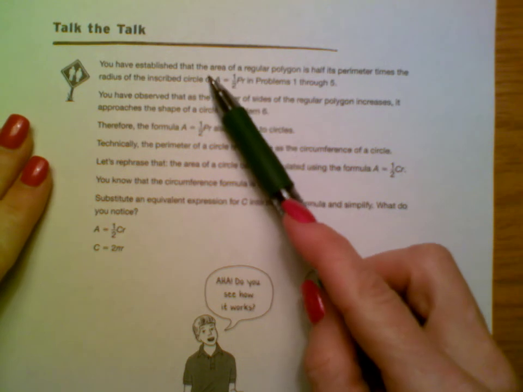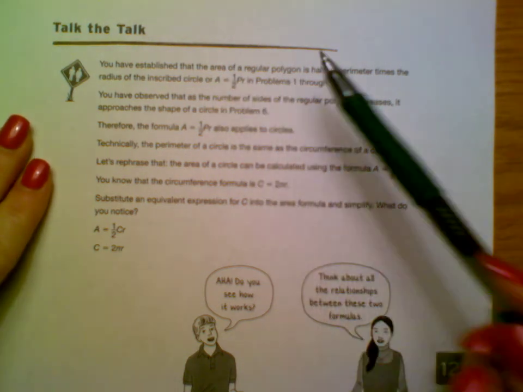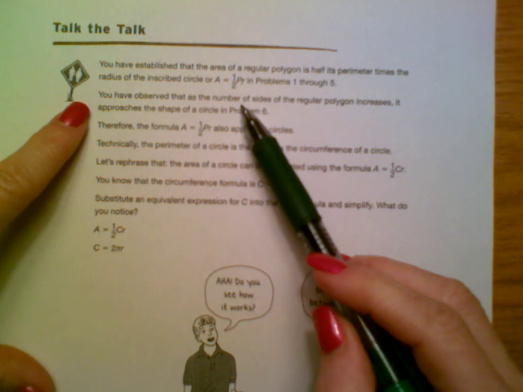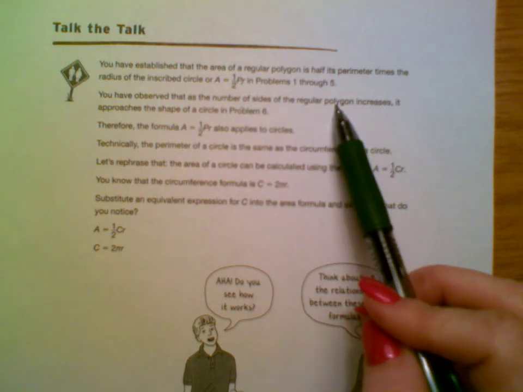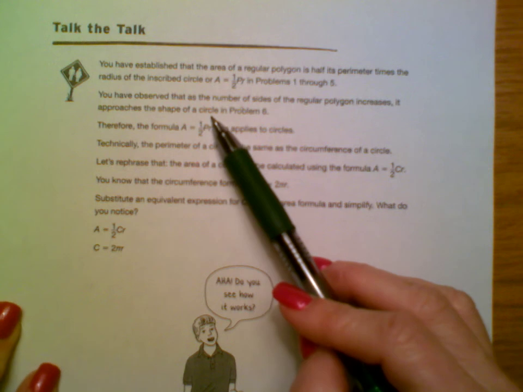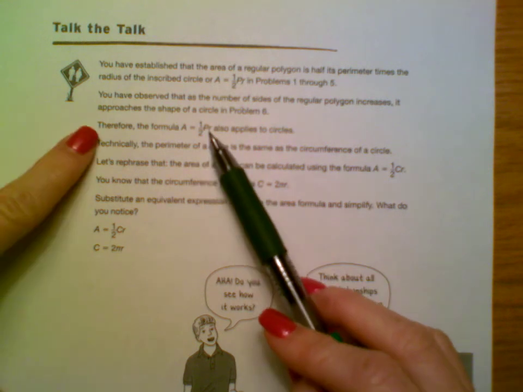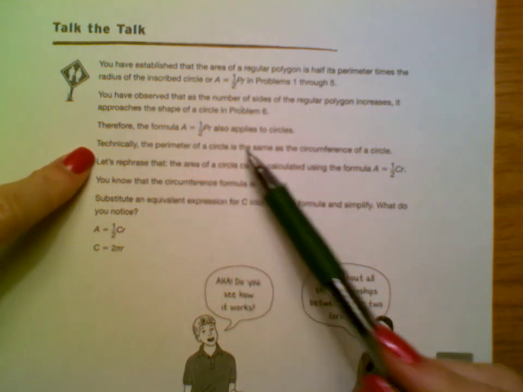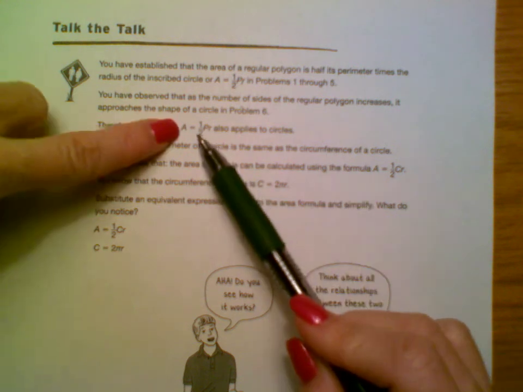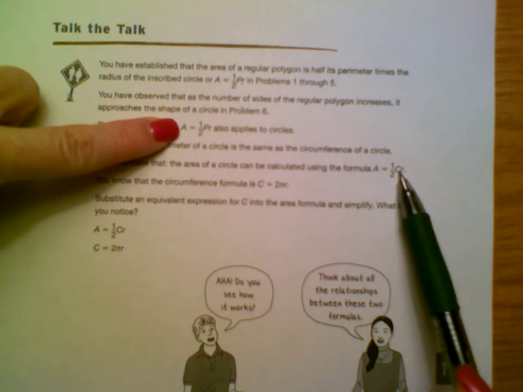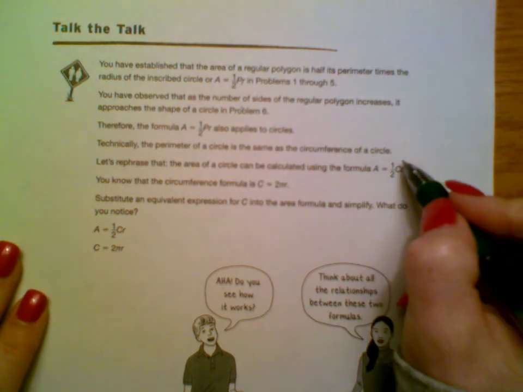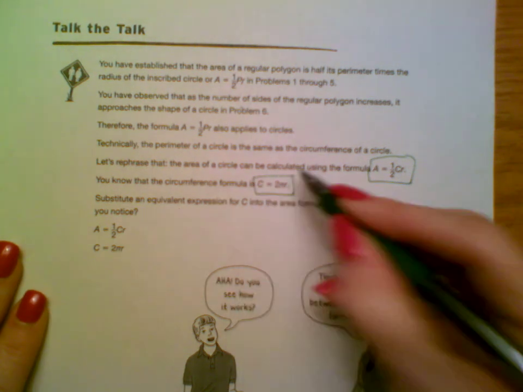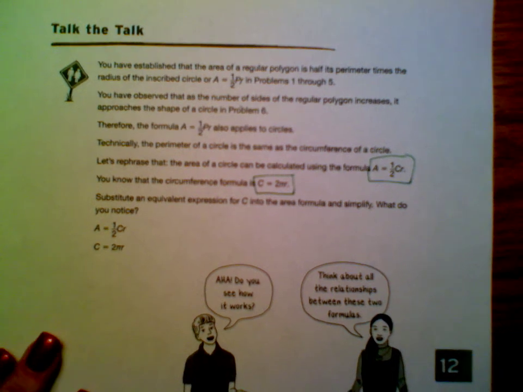So we've established that the area of a regular polygon is 1/2 the perimeter times the radius. So you have observed that as the number of sides of that polygon increases, it looks more like a circle. So this formula should be able to apply to circles. And we know that technically the perimeter of a circle is called a circumference. So they're taking this formula, and instead of P, we just replaced a C. So now I'm looking at this formula. And we already know that the circumference is 2 pi r. We figured that out in a different lesson.